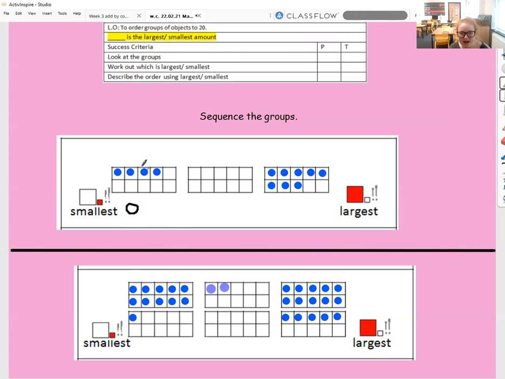Fantastic. How many ones do we have? How many ones are left over? How many ones are in our frame that is not full? Let's see, we've got 1, 2, 3, 4. So we've got 0 tens plus 4 ones equals 4. This number is 4.